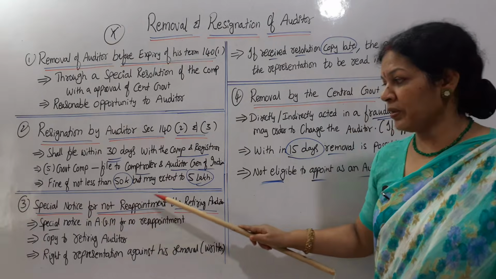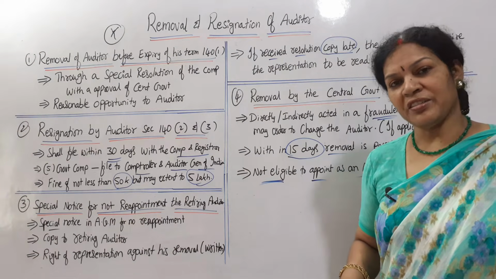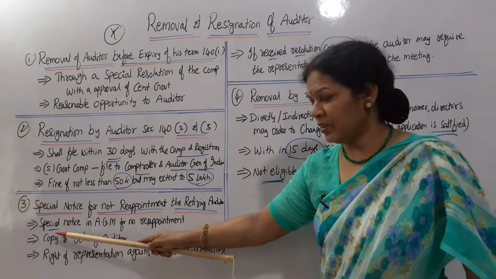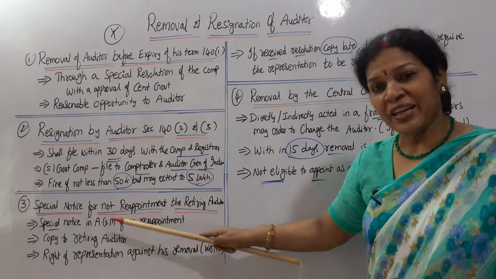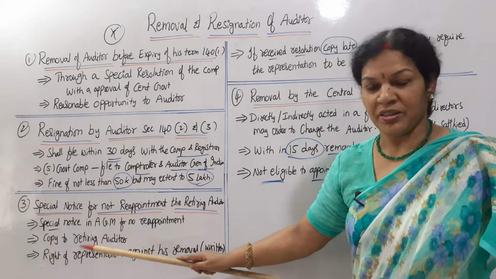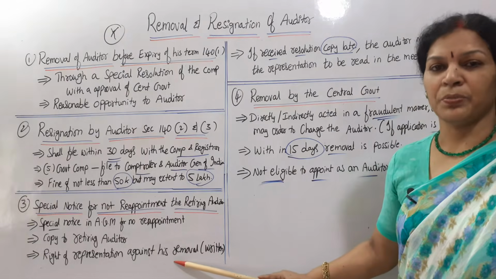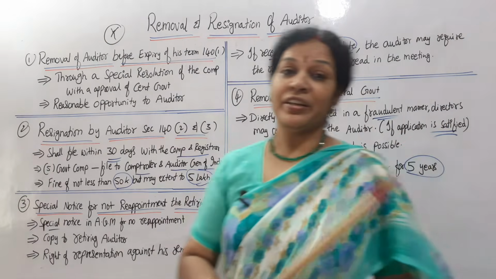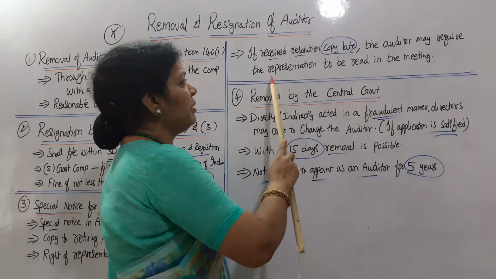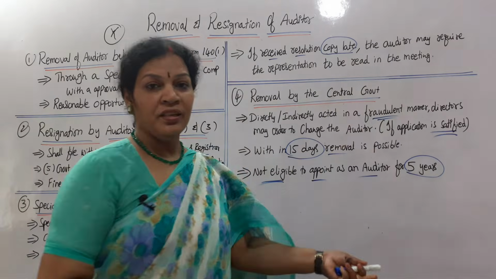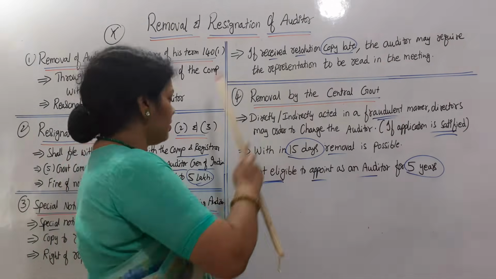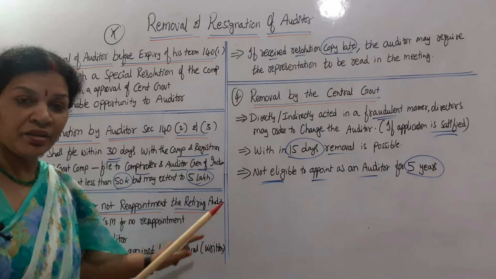And third point, special notice for not reappointing. If a company decides that it does not want to reappoint the same auditor, then they have to give a special notice through a resolution in the annual general meeting for non-reappointment, and that copy is given to the retiring auditor. Then after that, he will be given a chance to speak about himself. If he didn't get the chance, or if he receives the notice late, in such cases the auditor may represent, and he may speak in the meeting, okay. He may be given enough chance to read out whatever he wanted to say. This is about special notice for non-reappointment.